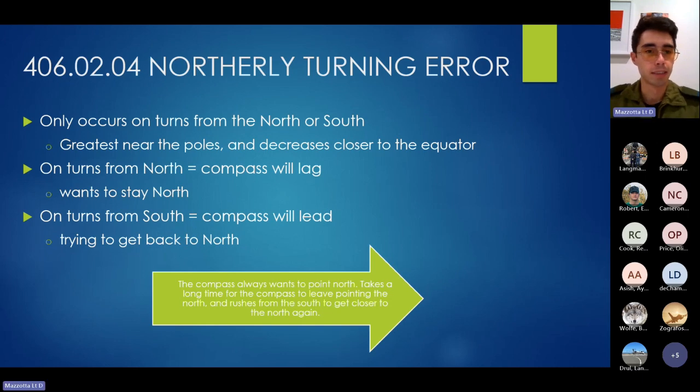Hopefully that makes sense for the northerly turning error. Again, also a very common exam question. On turns from the north, the compass will lag. On turns from the south or to the north, the compass will lead.